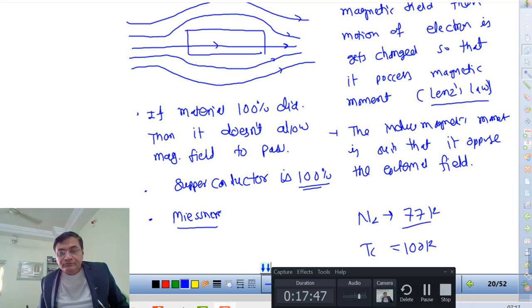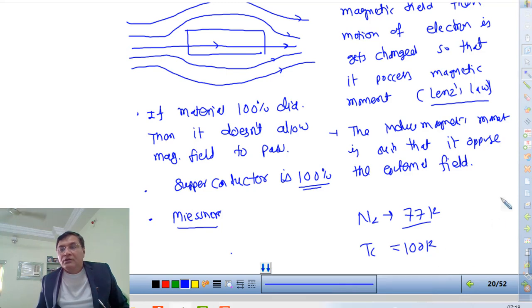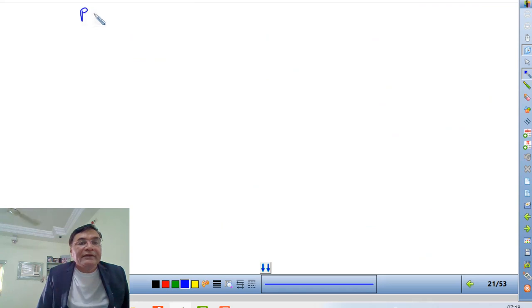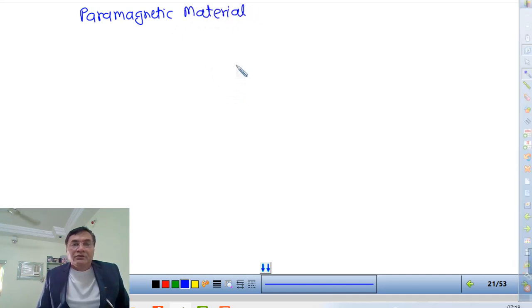Second one is your paramagnetic material. So now I go for paramagnetic material. So as I told you, in diamagnetic, the atom is non-magnetic. It doesn't have any magnetic moment. But in paramagnetic, the atoms, the constituent particles, possess the magnetic moment.